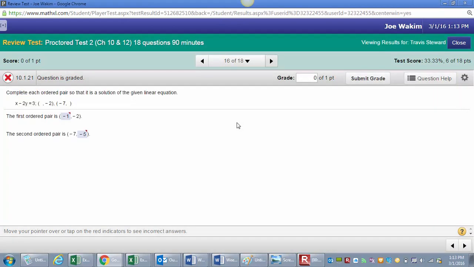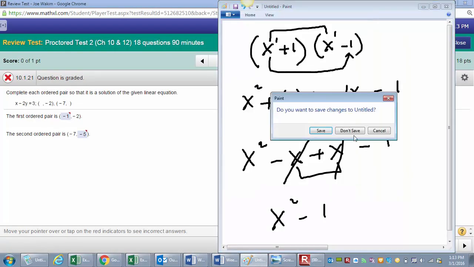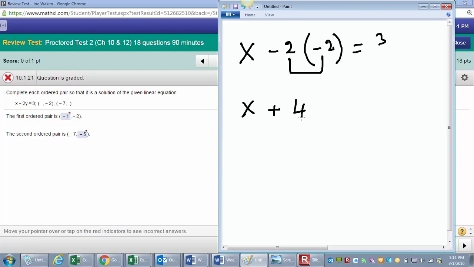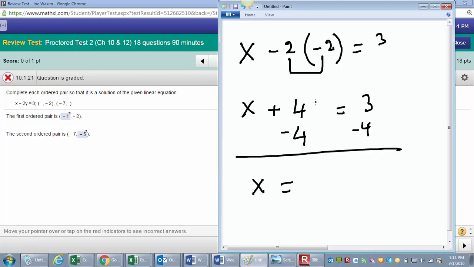Number 16. On number 16, we need to substitute the given value of y in the given equation and solve for x. So x minus 2 times, instead of y, put negative 2. And this is equal to 3. Negative 2 times negative 2 is plus 4, equals 3. Subtract 4 from both sides. And x would be, these will cancel. Negative 4 plus 3 is negative 1. So that's how they got negative 1 here.